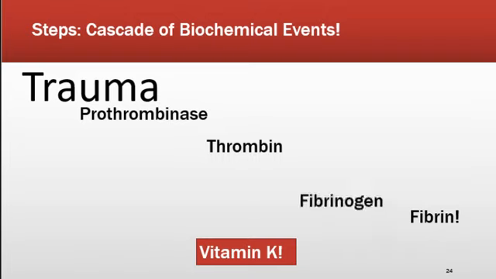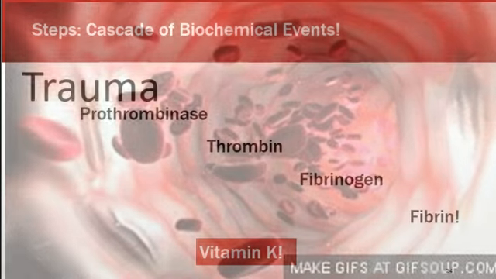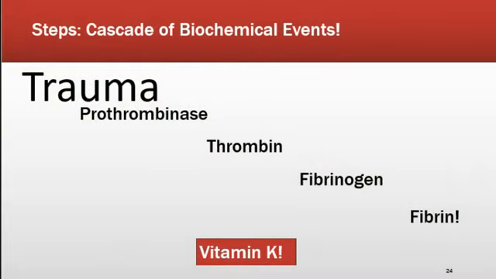And the thrombin will take fibrinogen, which is already there, and turn it into fibrin. All right? Oops, let me go back to that. Yeah, here we go. And that fibrin will make the clot. For all of these processes, that's a lot less stuff, isn't it? So it goes trauma, prothrombinase, thrombin, fibrinogen, fibrin. I'd like you to know those 1, 2, 3, 4 chemicals or proteins.